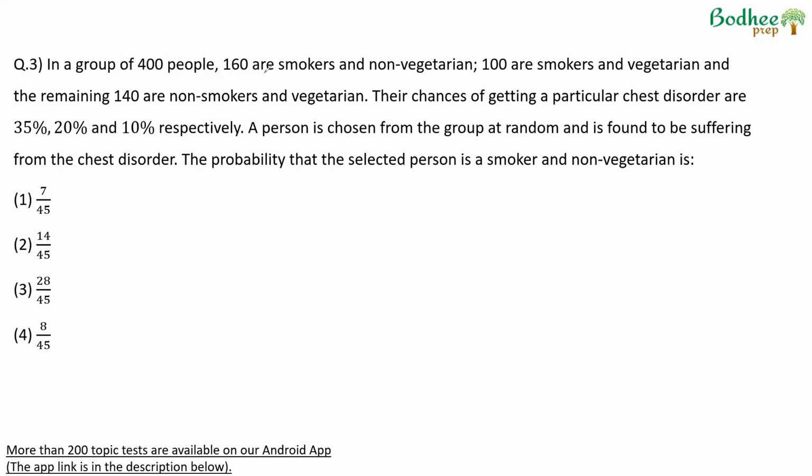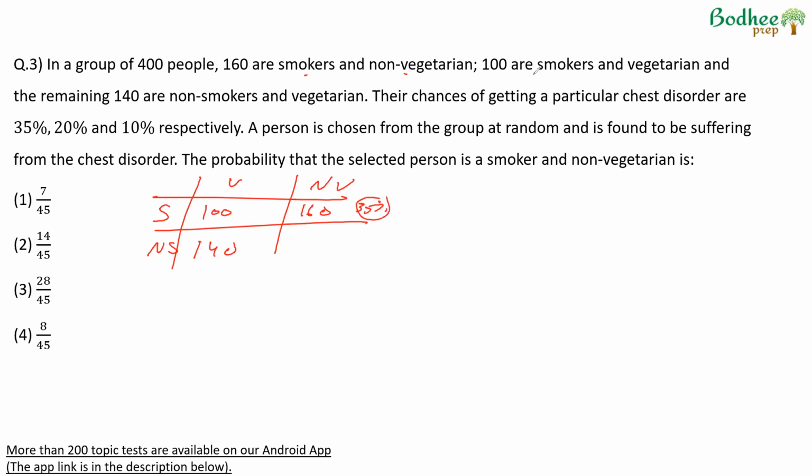In a group of 400 people, 160 are smokers non-vegetarians, 100 are smokers vegetarians, and the remaining 140 are non-smoker vegetarians. Their chances of getting a particular chest disorder are 35% for the first group, smoker non-vegetarians, 20% for smoker vegetarians, and 10% for non-smoker vegetarians.